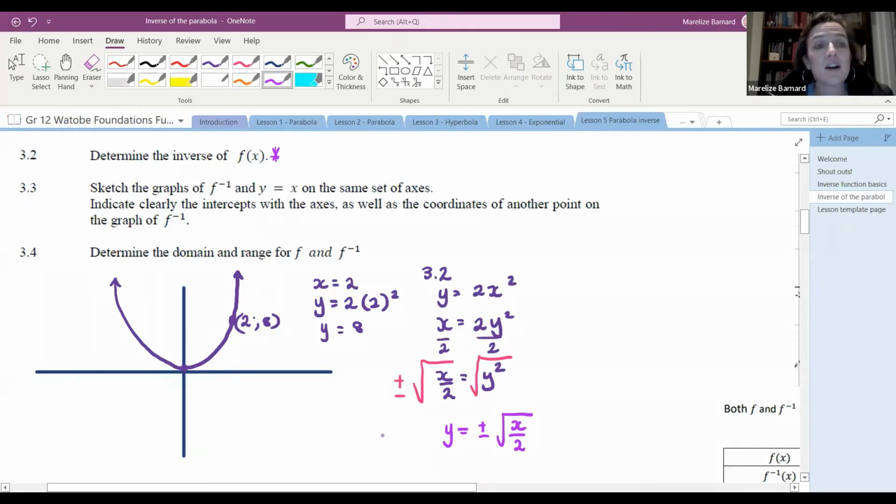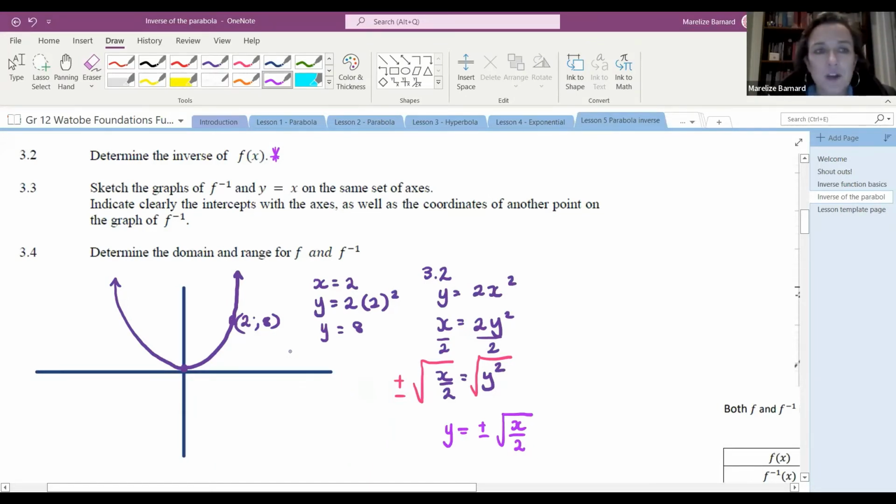Okay, so now for 3.3, we have to sketch the graphs of f of minus 1 and y equal to x on the same set of axes. Remember what I said about y equal to x? Y equal to x is very important when we're doing inverses, because the inverse of any graph is a reflection in the line y equals x. That's why we swap x and y when we calculate the inverse equation.